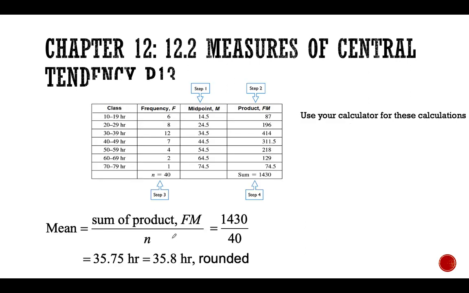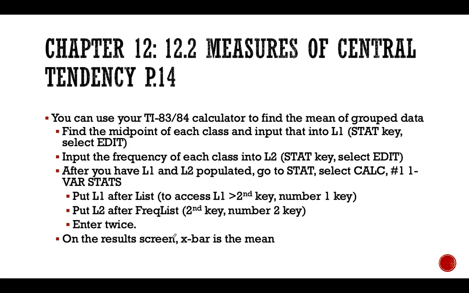Now that we've done that, and this is what it looks like in a table, we can use your calculator to do this calculation. Here's how you use your TI-83/84 calculator. First, you do need to find the midpoint of each class and put that into the L1 column. Stat key, edit, and then input into the L1 column. Then you input the frequency or the tally from each of those classes into column L2. Select stat key, edit, and then put your data into L2.